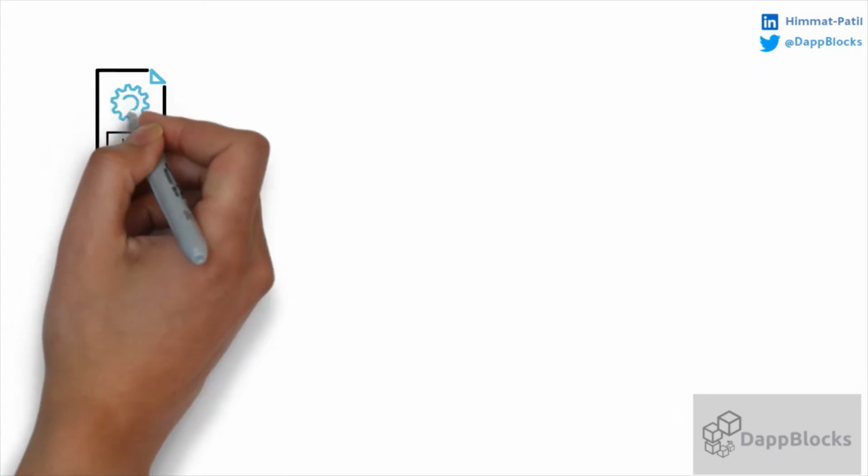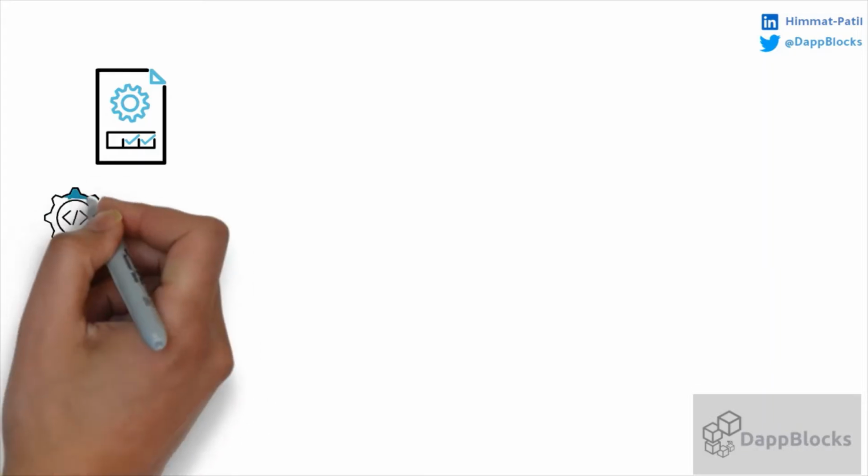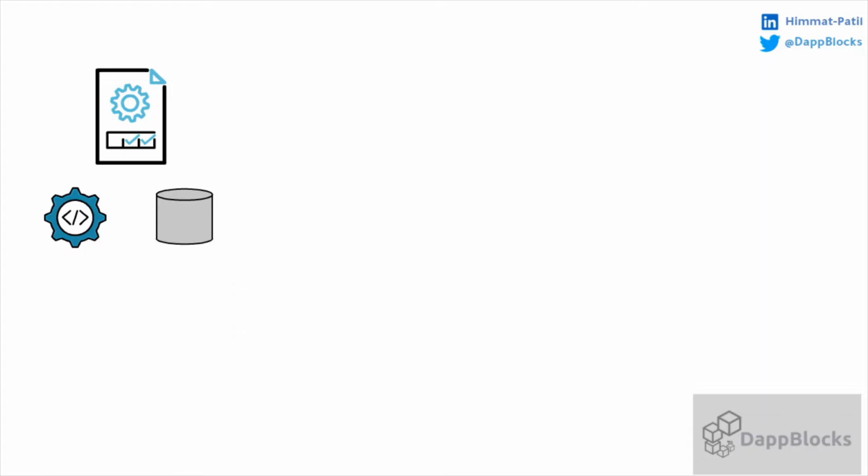Let's get started. Smart contract. A smart contract is a computer code which runs on Ethereum blockchain. It is a collection of code and data that resides at a specific address on Ethereum blockchain.